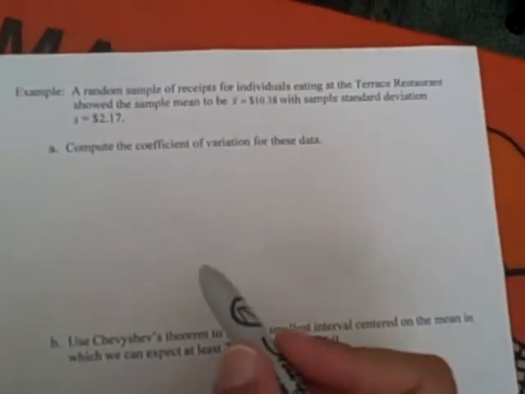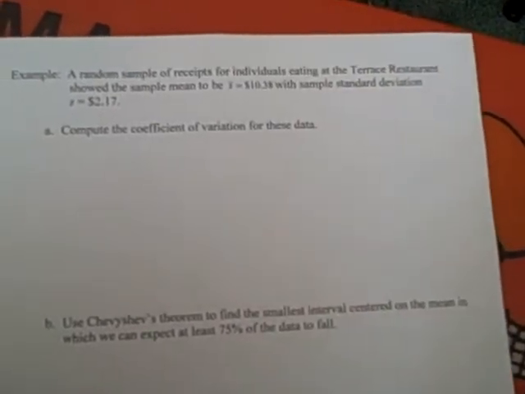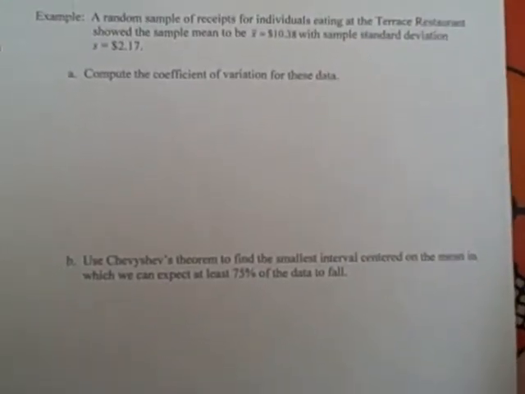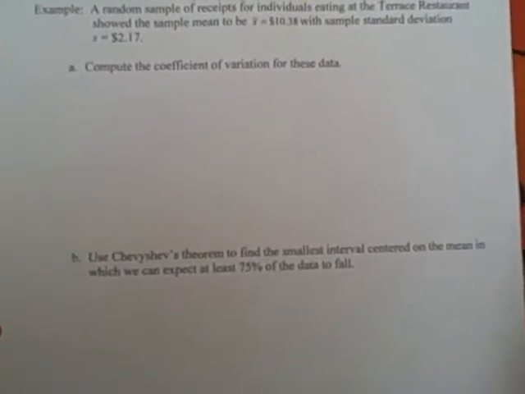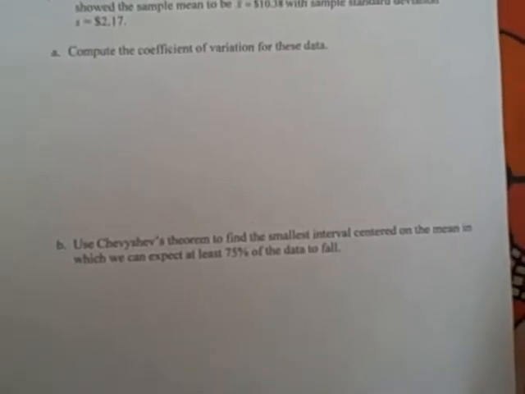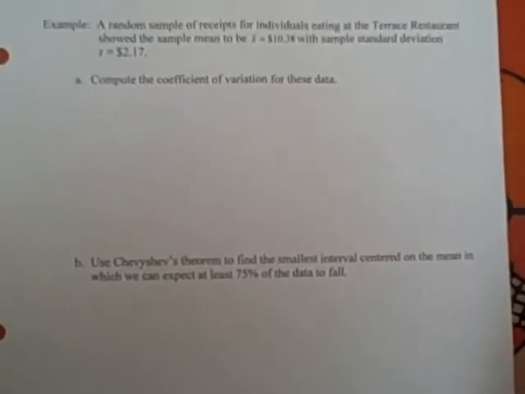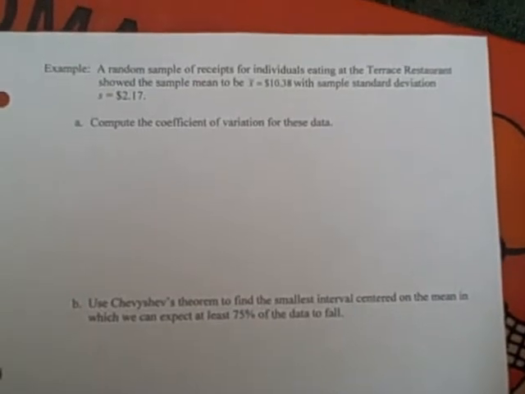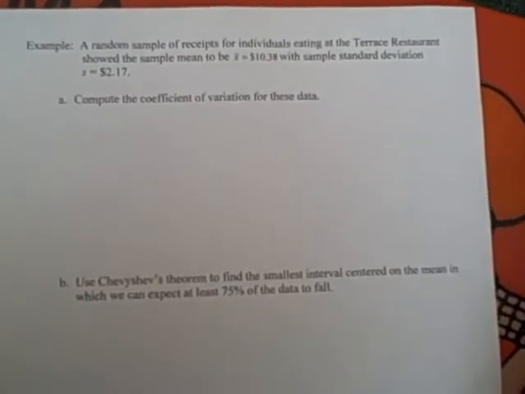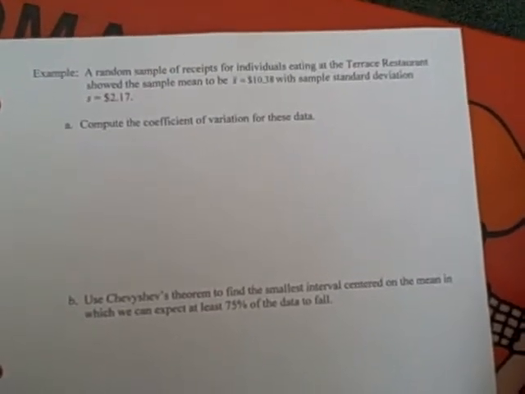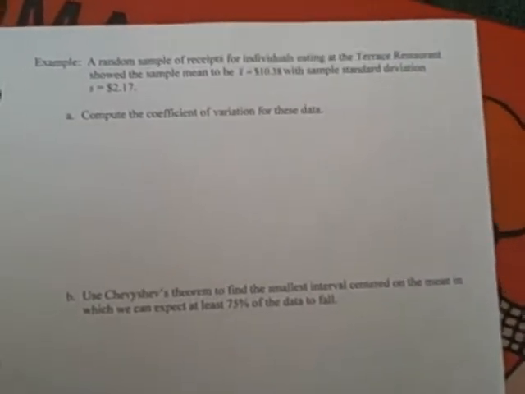Okay, continuing on with section 3.2, we have a random sample of receipts for individuals eating at the Terrace restaurant that showed the sample mean to be X bar equals $10.38, with sample standard deviation S equals $2.17. Now, we're going to compute the coefficient of variation.